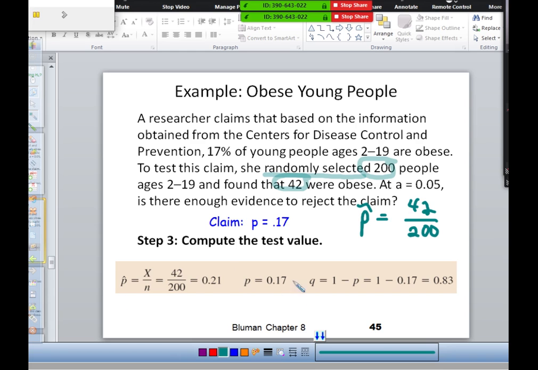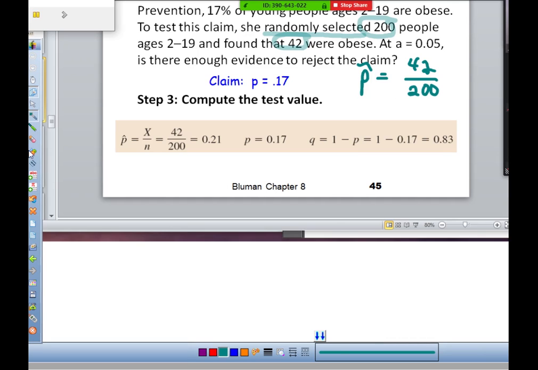All right, so then I know that my P is equal to 0.17 because that's what I have in my claim. Again, remember, this comes from your claim. So then my Q would be 1 minus that, or 0.83. Then I need to figure out how to calculate that.